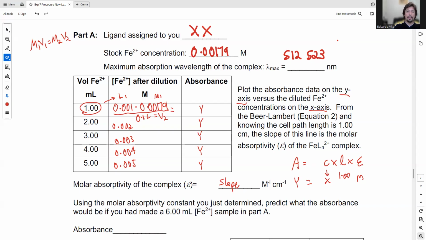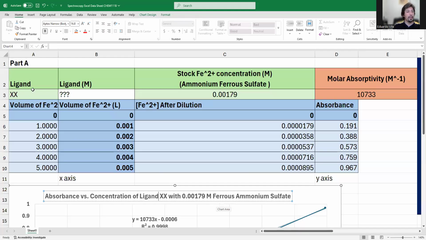How do we calculate that? Well, now I'm going to take you to the Excel sheet, and we are going to see what that's supposed to look like. So here we go. This is the Excel sheet for part A. You see I have different color-coded tables. The green one simply says I have ligand XX. The ligand molarity, once again, I don't really know what that is. You guys should have written that down. So whatever that is, make sure you write it down. I do happen to know the stock concentration of the Fe2+. It's 0.00179.